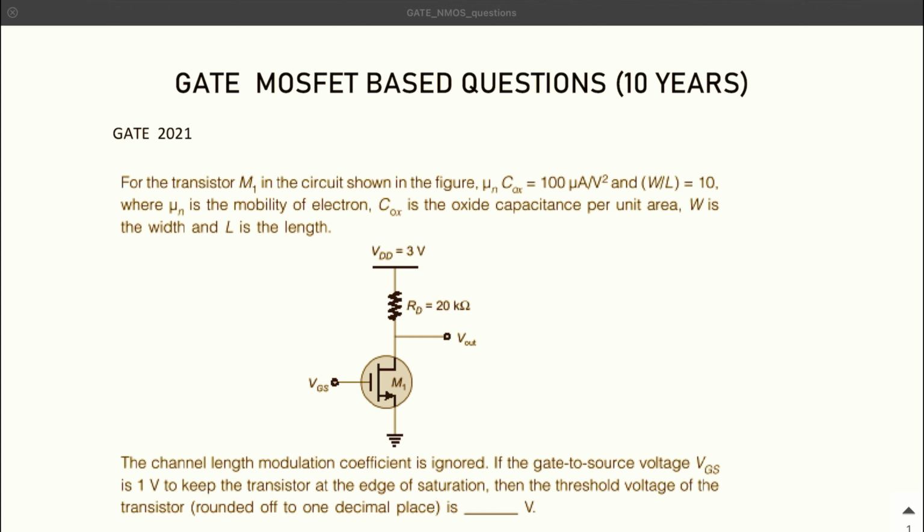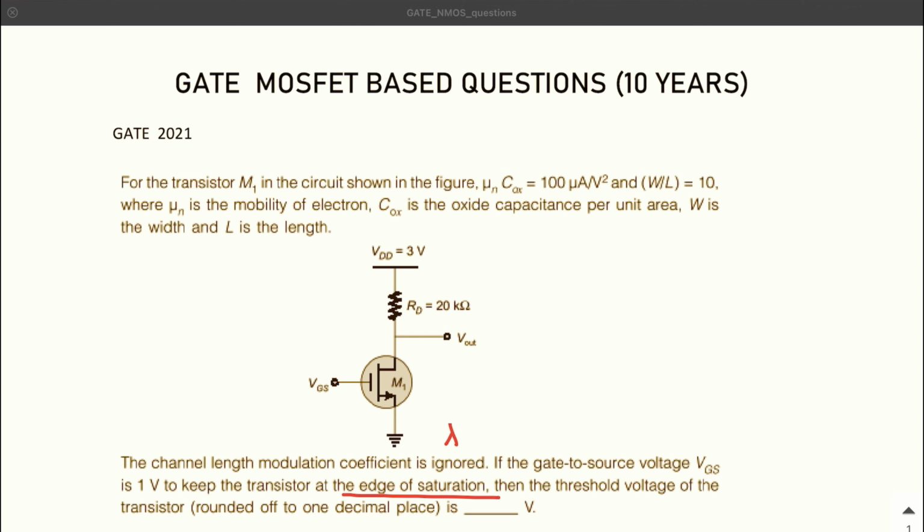The first question is, for the transistor M1 as shown in the figure, mu n Cox is given, W by L is also given equal to 10, where mu n is the mobility and Cox is the oxide capacitance per unit area, W is the width and L is the length. The channel length modulation coefficient, that is lambda, is ignored. If the gate to source voltage is 1 V to keep the transistor at the edge of saturation, then they are asking you to find out the threshold voltage.